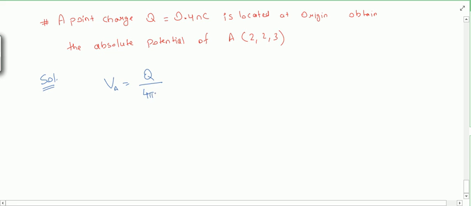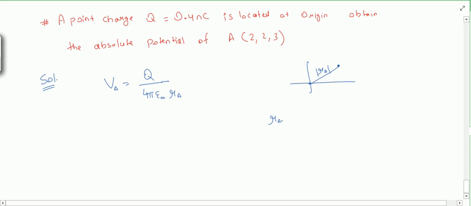So q by 4 pi epsilon naught, and as the charge is present at origin, so it will be q by 4 pi epsilon naught Ra, just that, because I am moving a charge from infinity here. So there will be no C. Okay. Now what will be Ra? If you see that here origin and here is my point A. So Ra will be this position vector magnitude.